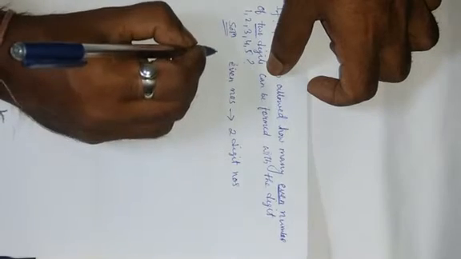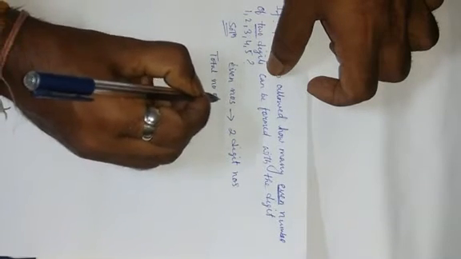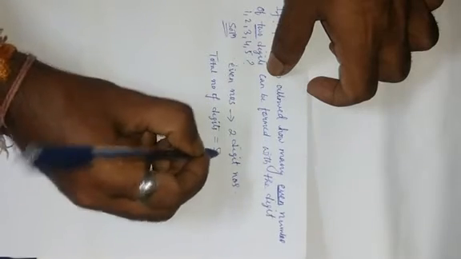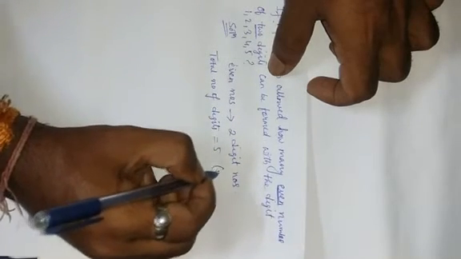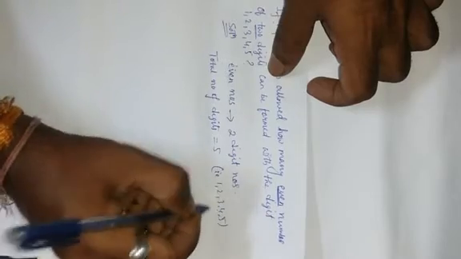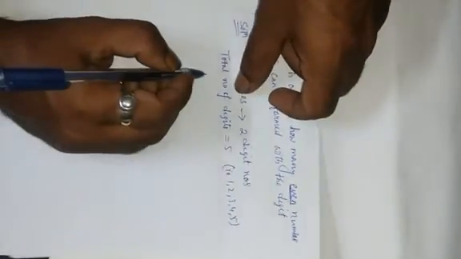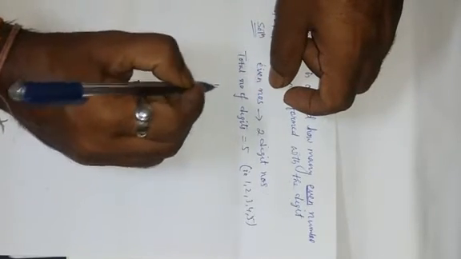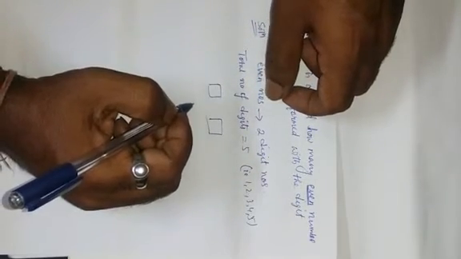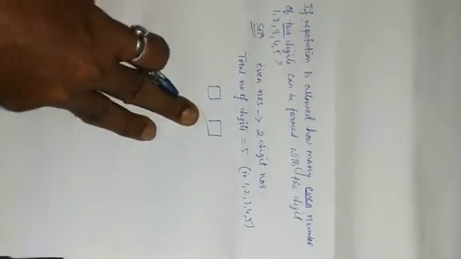Now what are the digits given to us? Total number of digits given to us are 5. What are these 5 digits? That is 1, 2, 3, 4 and 5. Okay students? So we have to make a two-digit number. So I am making 2 boxes. So I am making how many boxes? 2 boxes.